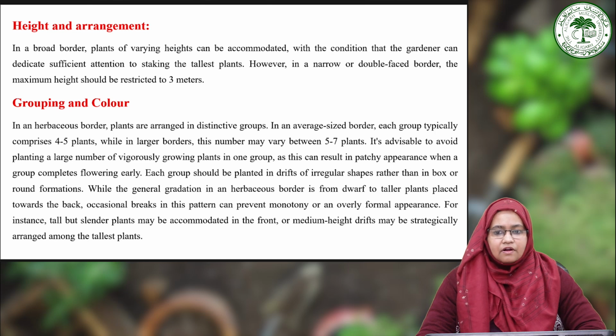For example, tall but slender plants may be strategically placed toward the front of the border, or medium height drifts may be interspersed among the tallest plants to create visual interest and variation. By carefully considering grouping and color arrangements, gardeners can create herbaceous borders that are visually appealing, harmonious, and dynamic throughout the growing season.